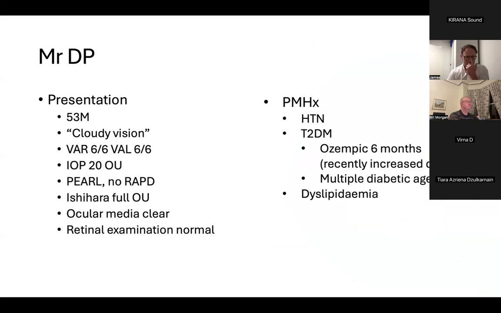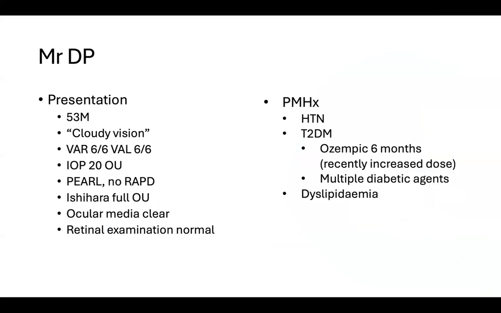This is Mr. DP. He's a 53-year-old gentleman who presented with some clouding of his vision that had occurred over the previous 3 to 4 weeks. On his initial presentation, his visual acuity was actually very good, 6/6 bilaterally. His intraocular pressure was normal. He had normal pupil reactions and no RAPD. He had full color vision, his ocular media was clear, and his retinal examination was normal.